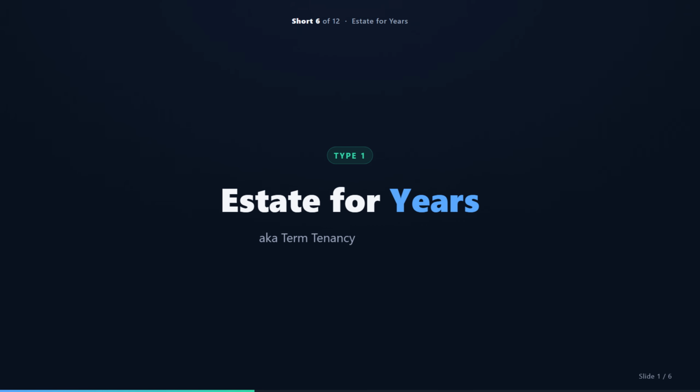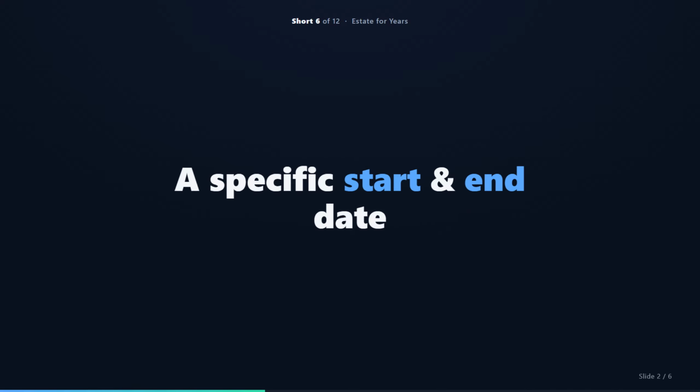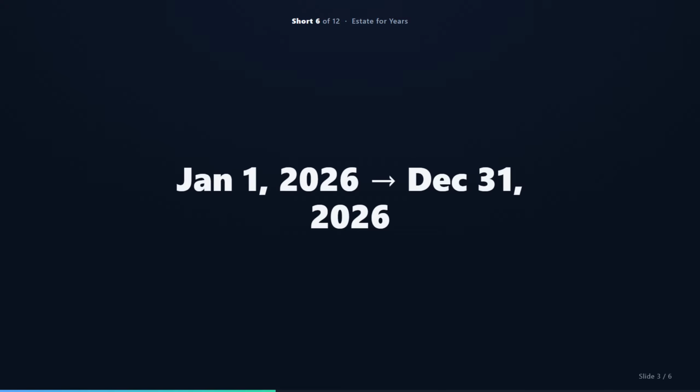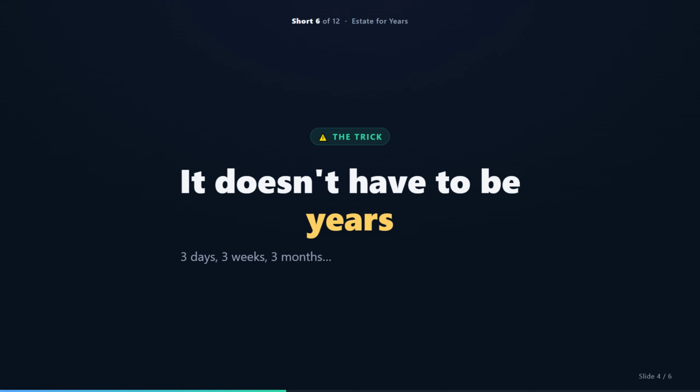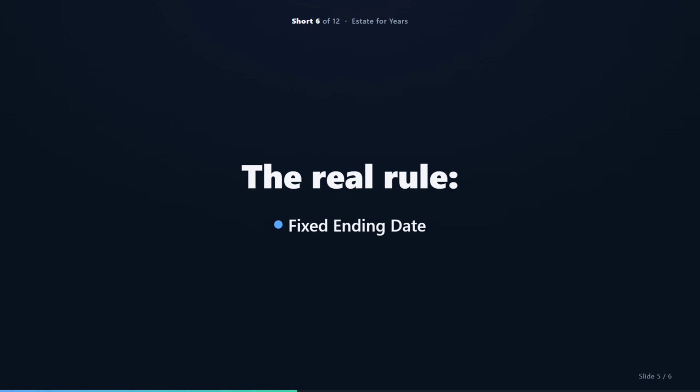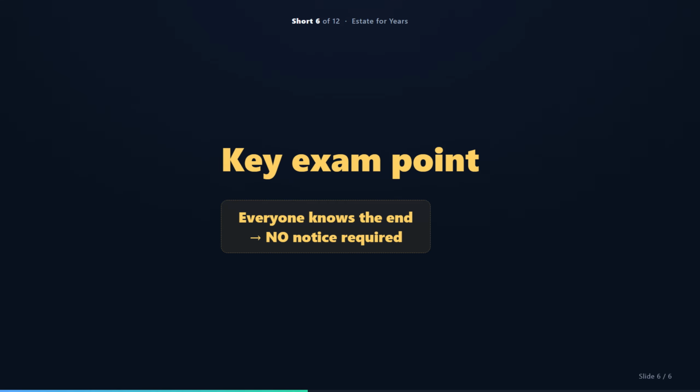Estate for years. First type, the estate for years, also called a term tenancy. Its defining feature: a specific start date and a specific end date. For example, January 1st to December 31st. Now here's the trick everyone misses. An estate for years does not have to be years. It could be 3 days, 3 weeks, 3 months. The word years is misleading. The real rule is simply a fixed ending date. And because everyone already knows when it ends, no notice is required.